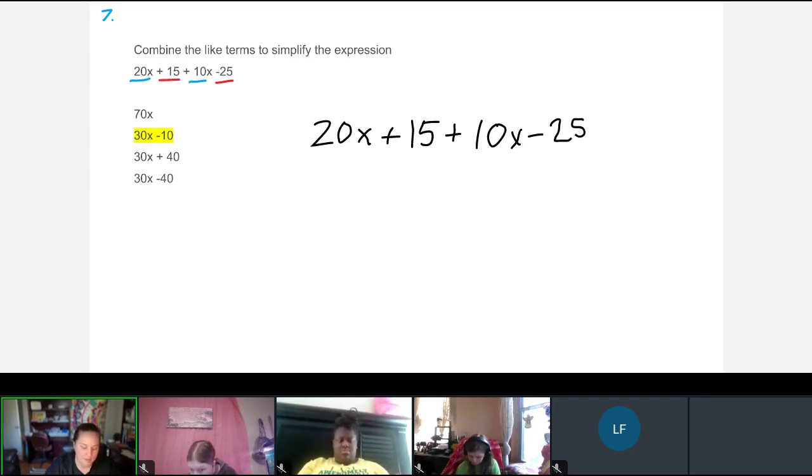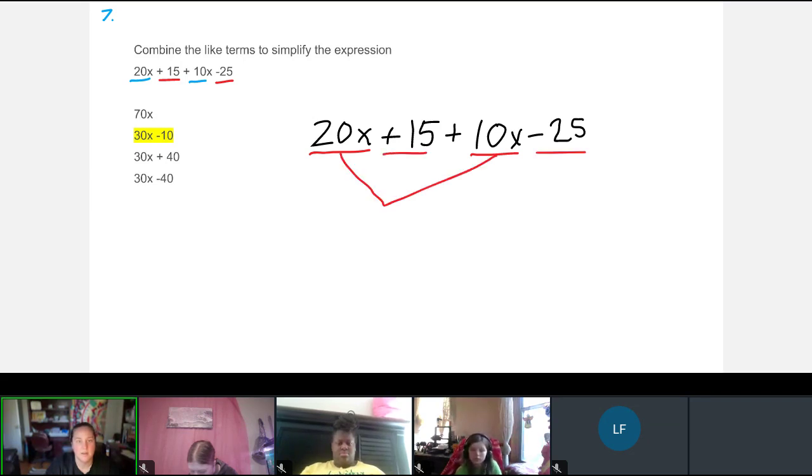How I like to do it is I rewrite the problem and then I use arrows to combine the like terms. So this one and this one are alike, so I'm going to put the answer right there. And then this one and this one are alike, and I'm going to put that answer right here. Combine the 2 numbers with letters. Yes, and also the 2 numbers without letters. Those are also like terms.